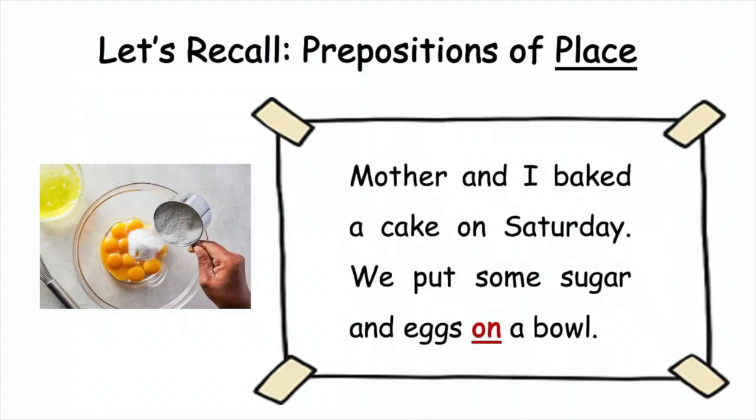Now let's look at a piece of writing done by a boy. Mother and I baked a cake on Saturday. We put some sugar and eggs on a bowl. Do you think he chose the correct preposition in this case? You are right. He should say, we put some sugar and eggs in a bowl, because you put it inside and not on top of it.